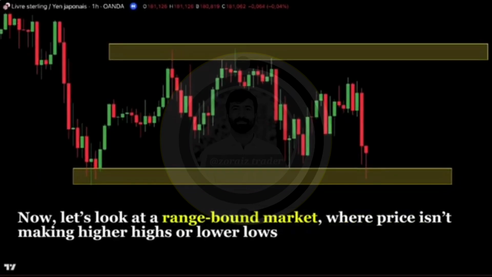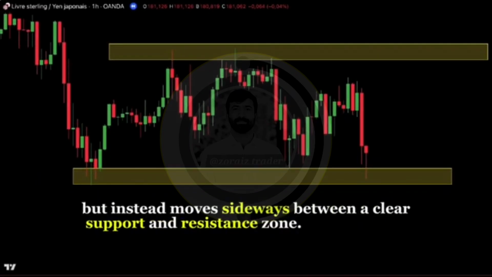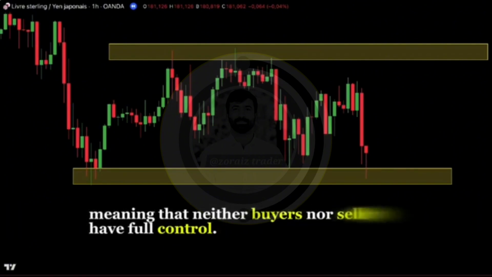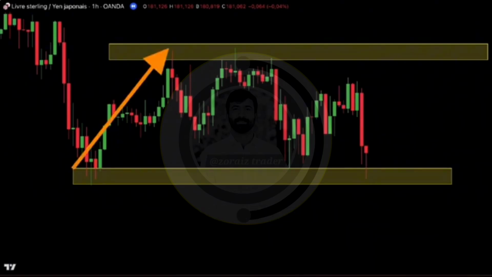Now, let's look at a range-bound market, where price isn't making higher highs or lower lows but instead moves sideways between a clear support and resistance zone. In this chart, price is bouncing between support and resistance, meaning that neither buyers nor sellers have full control. Every time price reaches the resistance level, sellers step in and push it back down. Every time price reaches the support level, buyers step in and push it back up.